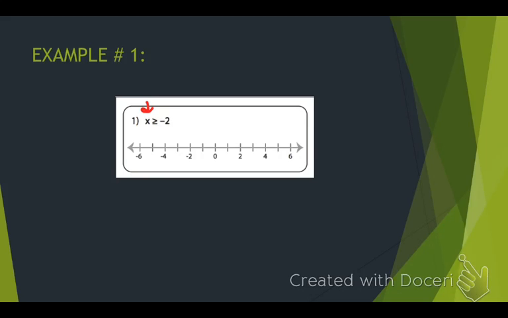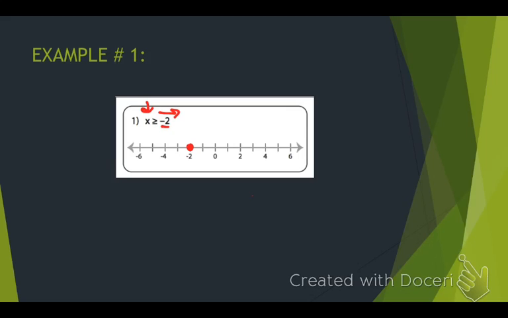x is greater than or equal to -2. What we're going to do is find this -2 on our number line. We also notice that it has an equal sign. It is greater than or equal to. So we're going to go ahead and fill a closed circle. And our arrow is pointing to the right, so we're going to go ahead and graph it to the right.